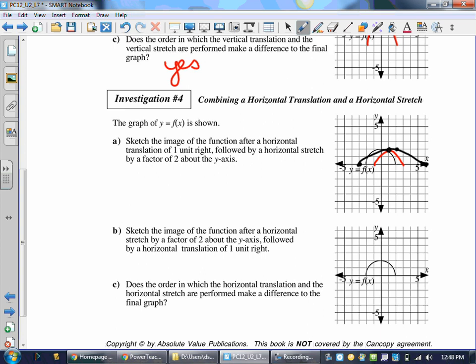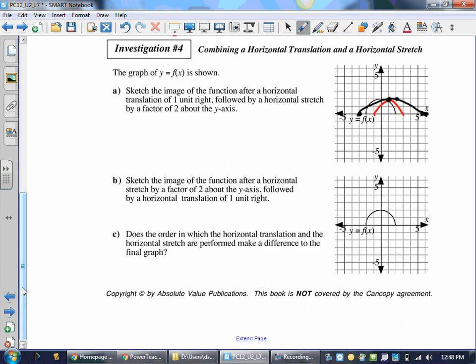Y'all good? Okay, let's do it backwards. Sketch the image of the function after the horizontal stretch of 2. Stretch it first. So it goes to 4. Does the middle change? No. And then translate it by 1 to the right. Is it different? Yes. This one goes at 3. Well, that one goes at 3.